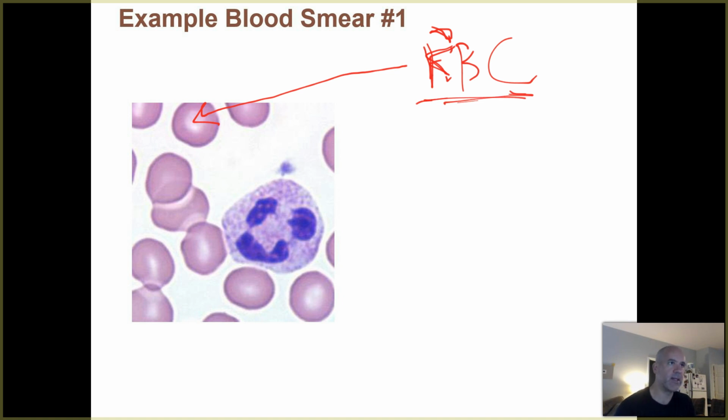All right, that's an RBC or an erythrocyte. What about this little fleck you see over here? Kind of a purplish fleck like that. That is actually a platelet or a thrombocyte, another name for a platelet.